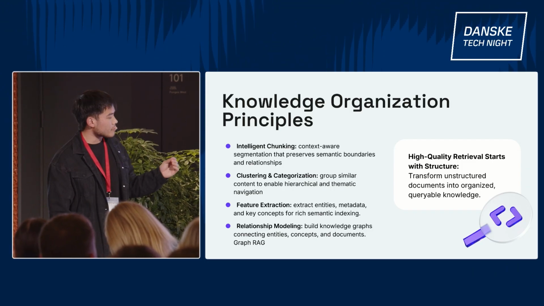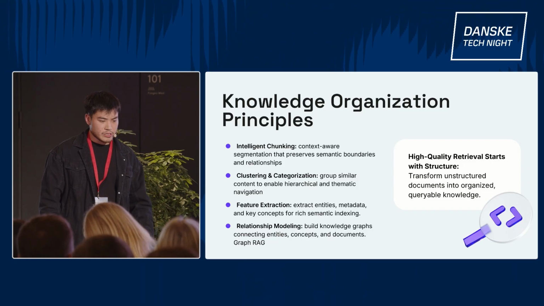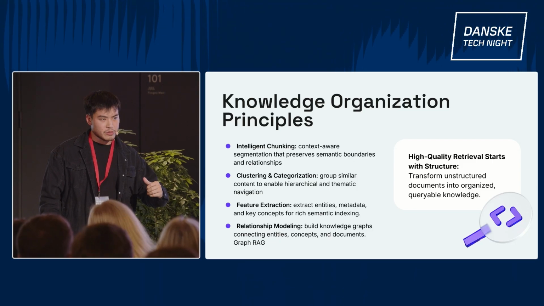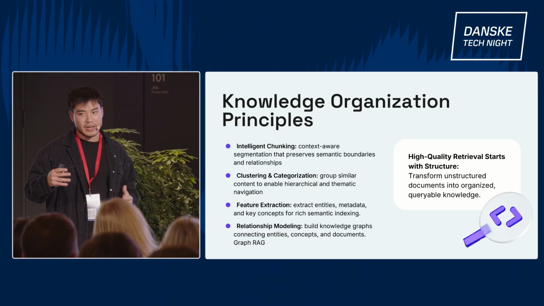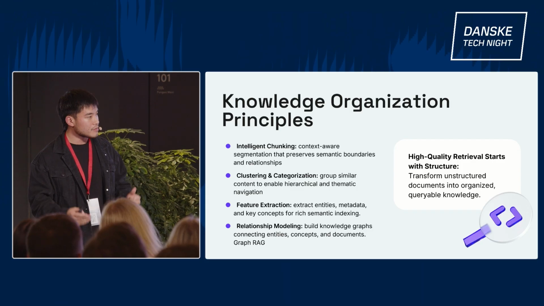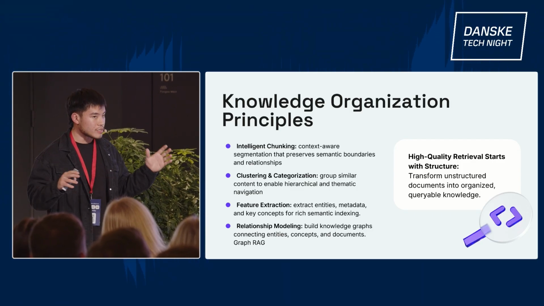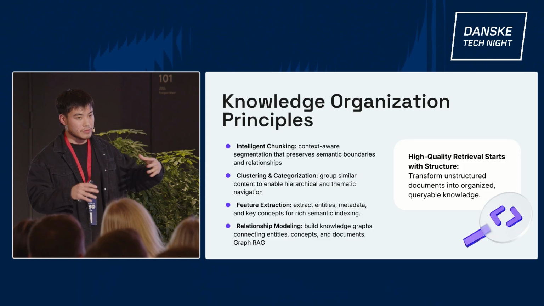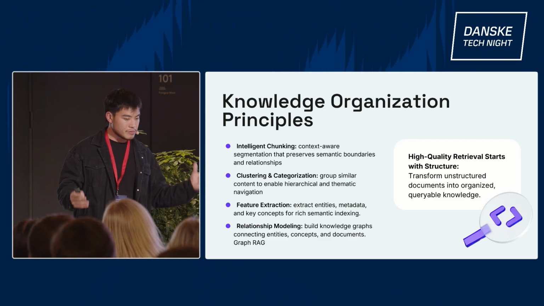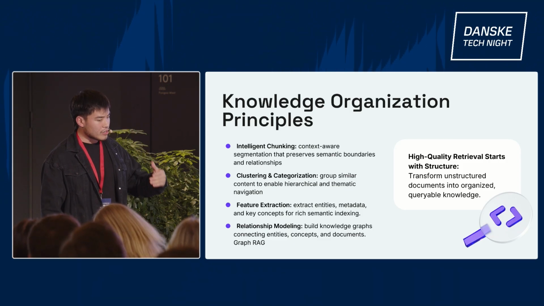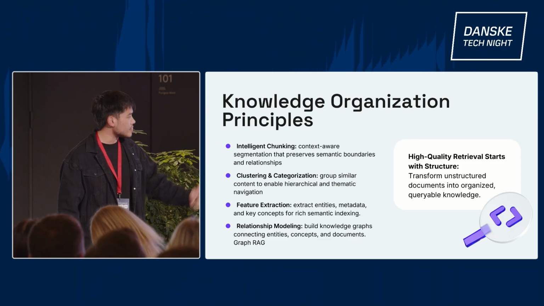The second one is some sort of clustering and categorization. So if you think about it, if you're using a simple dense passage retrieval using an embedding model, it will be naturally segmented throughout the embedding space, and then you will have some sort of natural semantic meaning. But there are other ways that you can improve that.